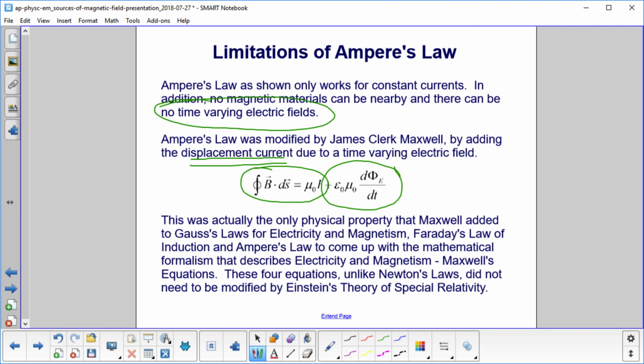This was actually the only physical property that Maxwell added to Gauss's law for electricity and magnetism, Faraday's law of induction, and Ampere's law to come up with the mathematical formalism that describes electricity and magnetism, which is known as Maxwell's equations, and we'll be coming to that in the next unit. These four equations, unlike Newton's laws, right, F equals ma, inertia, stuff like that, they did not have to be modified by Einstein's theory of special relativity. They already fit in.